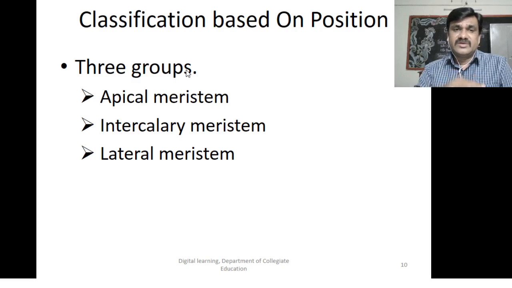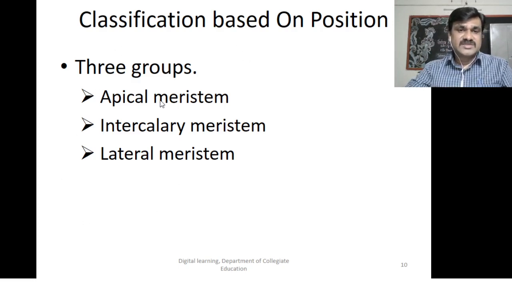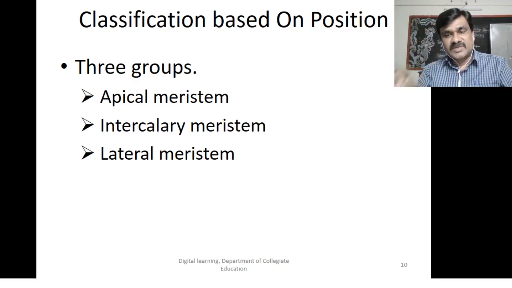Then the third classification is mainly based on the position of the tissues, that means the position of meristematic tissue. So based on the position, again we have three types: apical meristem, intercalary meristem and lateral meristem. Apical meristem, again the word itself indicates, is the meristem present at the apices of the plant body. That means these meristems are present at the tip of the plant body, that is either shoot tip or root tip.